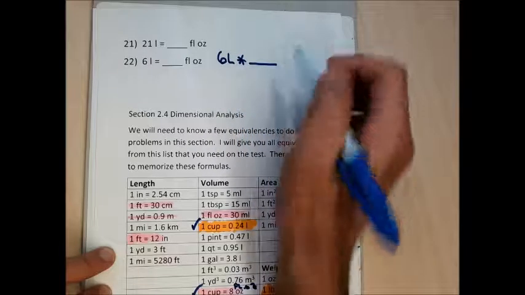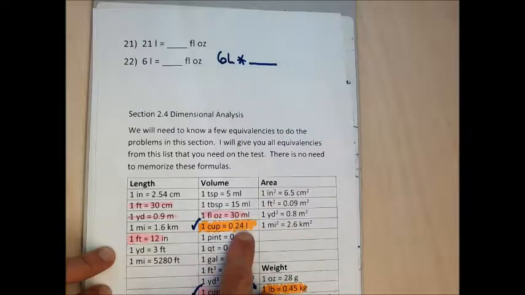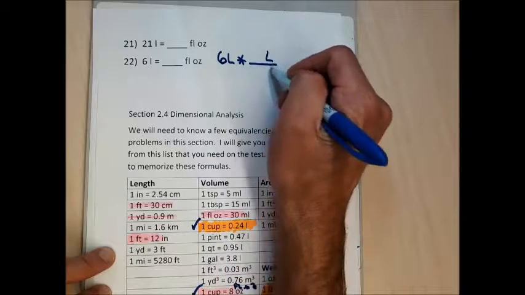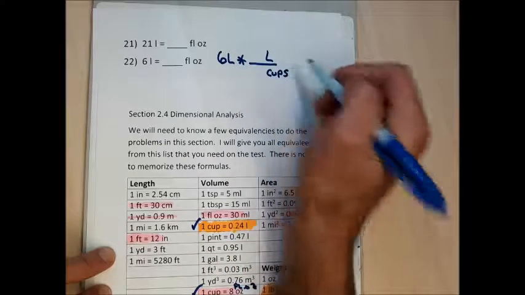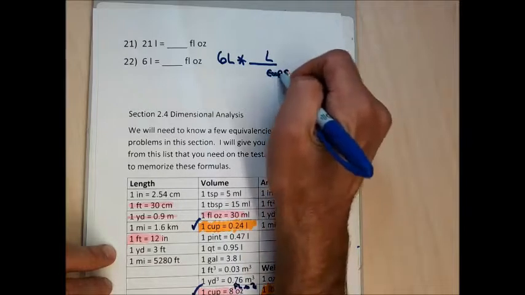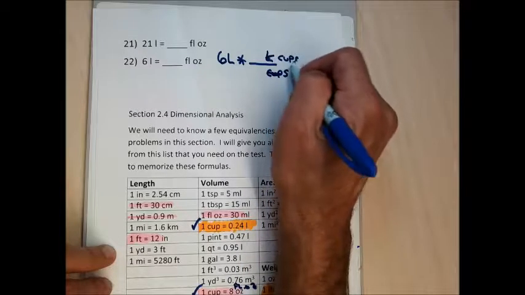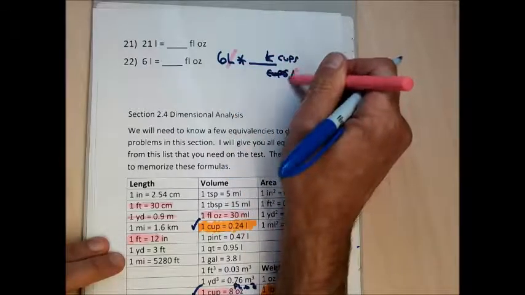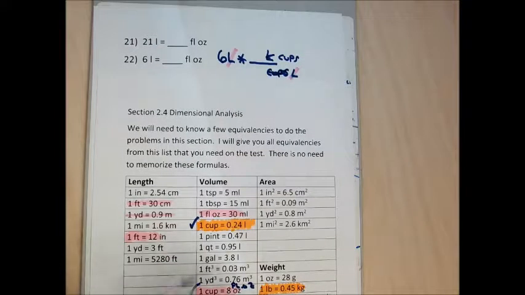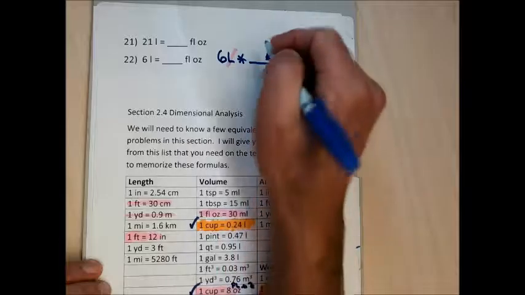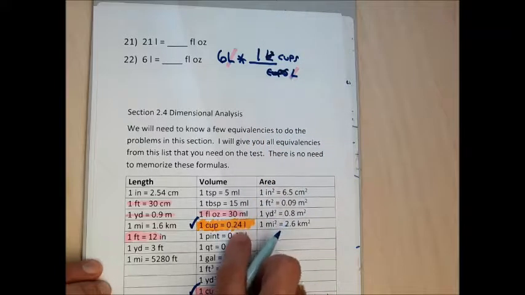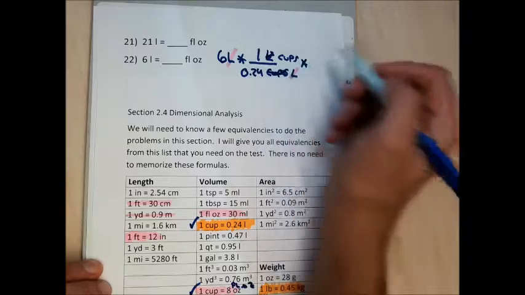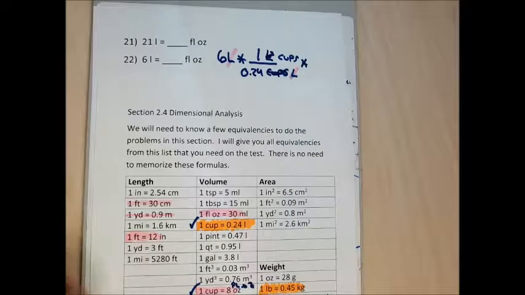I'm going to multiply by something to get me out of the metric into the English system, putting the cups in the numerator and the liters in the denominator, because that will get rid of the liters and end up in cups. The number I'm going to put next to the cup is 1 cup. The number I'm going to put next to the liter is 0.24 liters. That unfortunately only takes me to cups and not into fluid ounces.